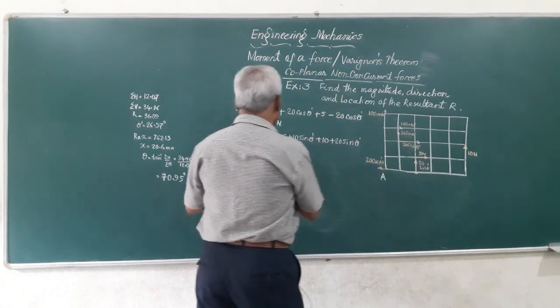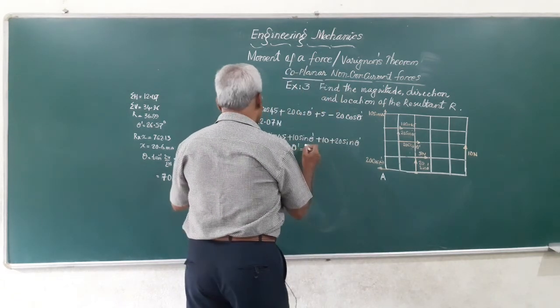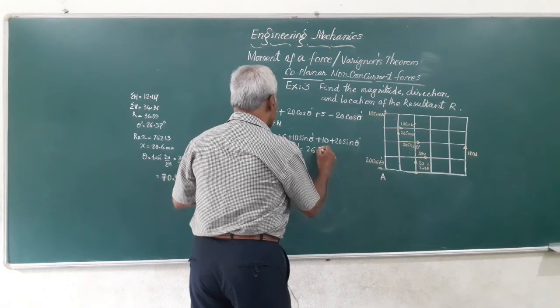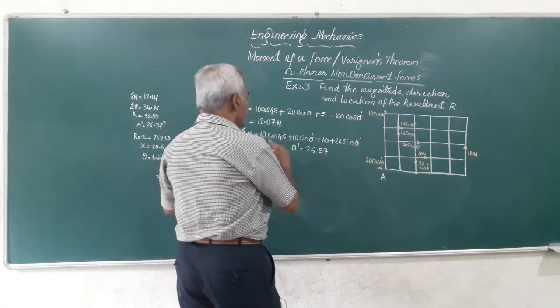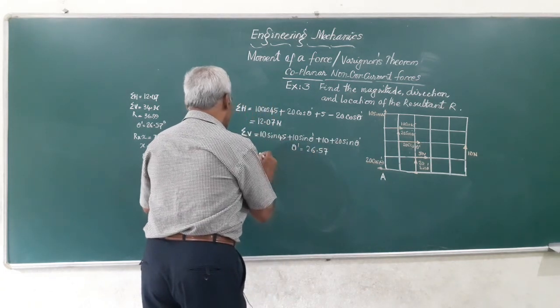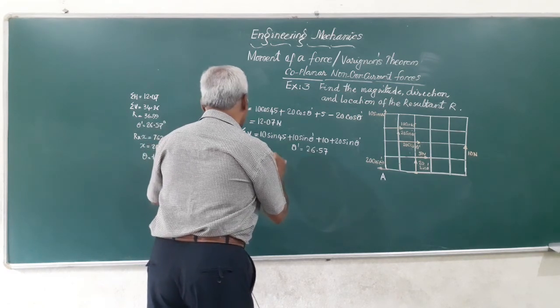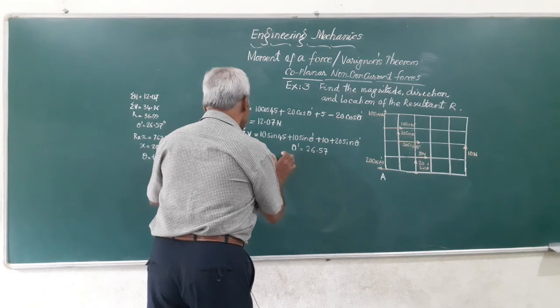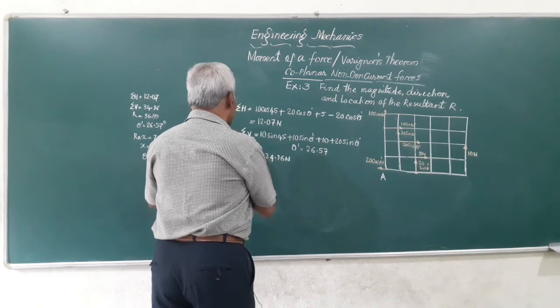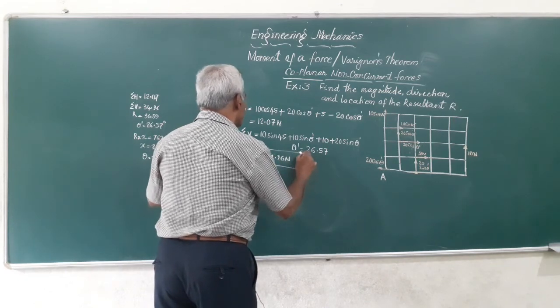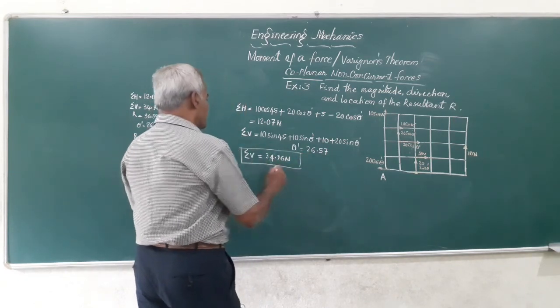Friends, you know the value of theta dash. Theta dash we have already calculated as 26.57 degrees. You know all the other forces, simplify and you will get the value of sigma V equal to 34.96 Newton. So friends, you have sigma H, we have sigma V, and you know how to find out the resultant.